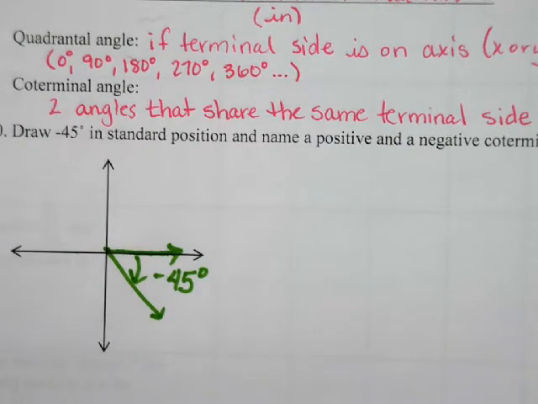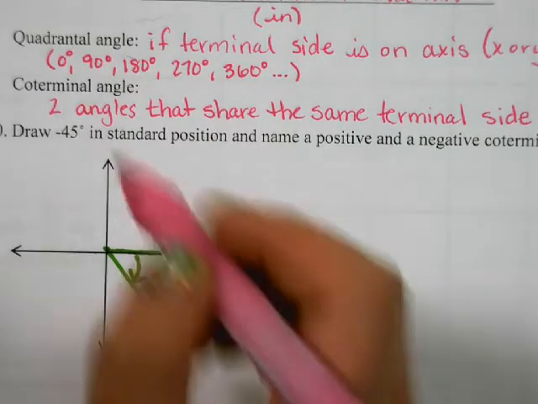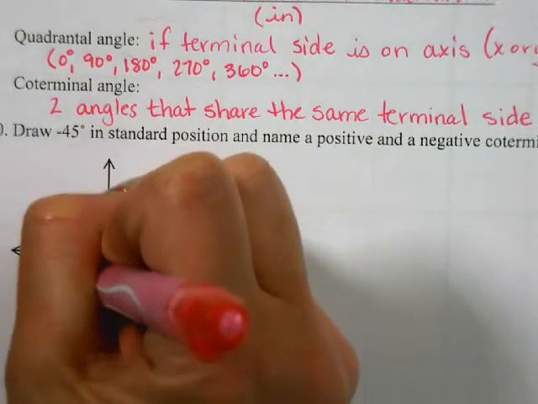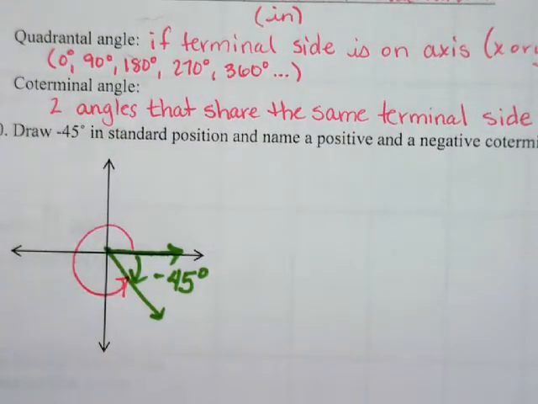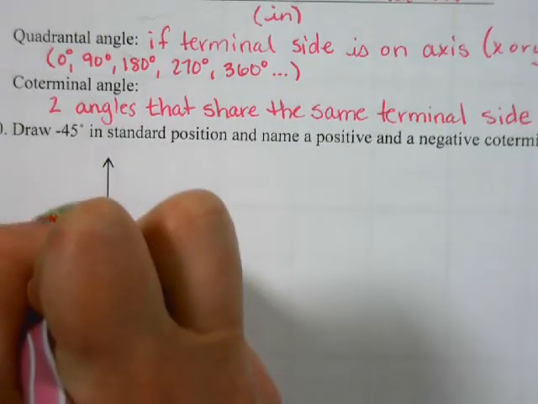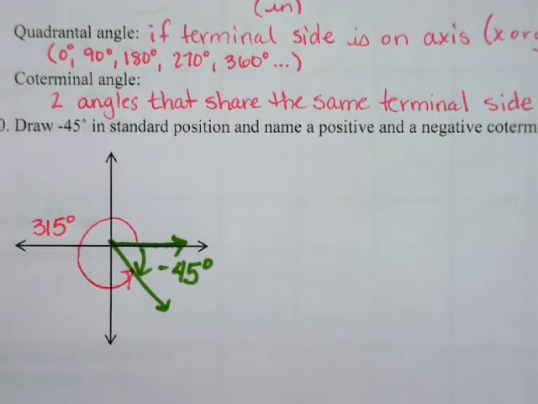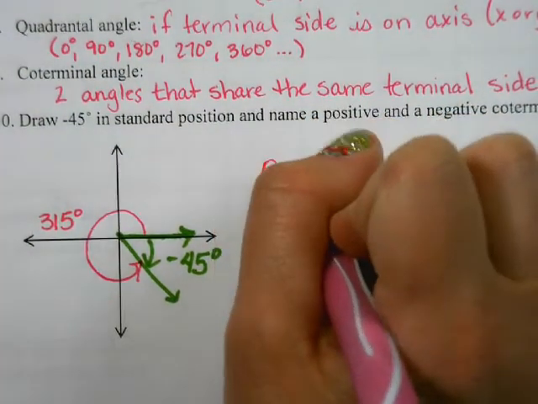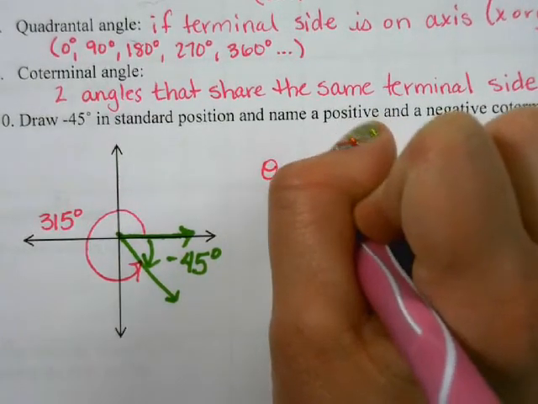Then it said name a positive coterminal angle and a negative coterminal angle. Okay, so if I start here and I go this way in the positive direction, how many degrees do I have to go to get to the same exact place? 315, perfect. If I start here, this way around is 315 degrees. Or my angle plus 360, right?